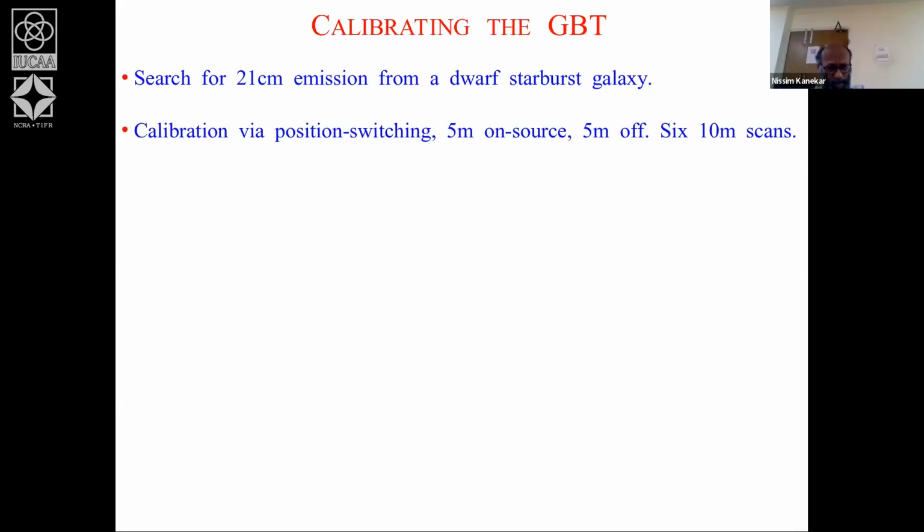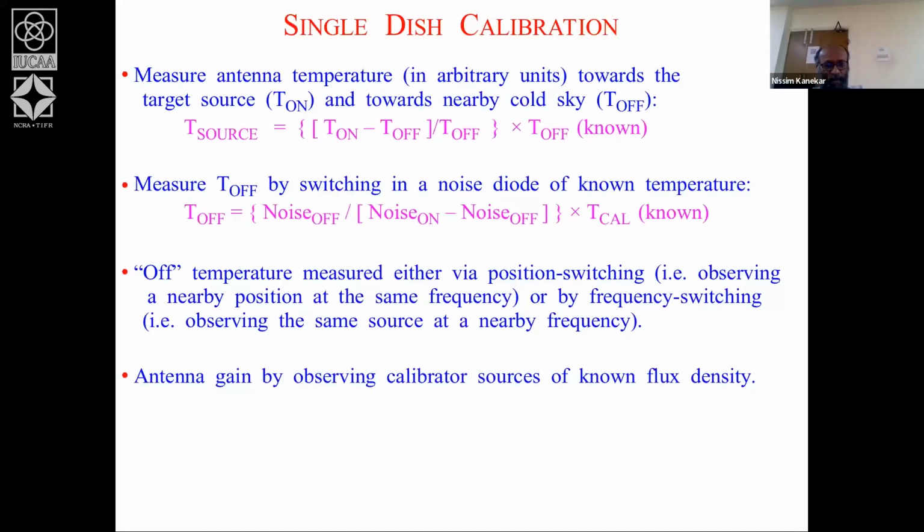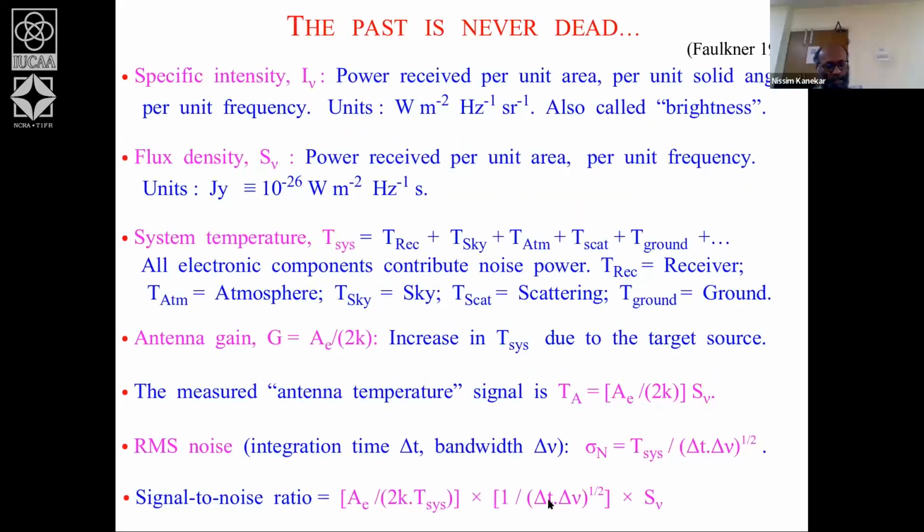And so that is the problem in such calibrations, that you need to worry about how much of time you are spending on the calibration and how much of time you are spending on the source, because the source time determines your final sensitivity. In the delta t over here, this delta t is the on source time, not the total time. And so that is an important thing.